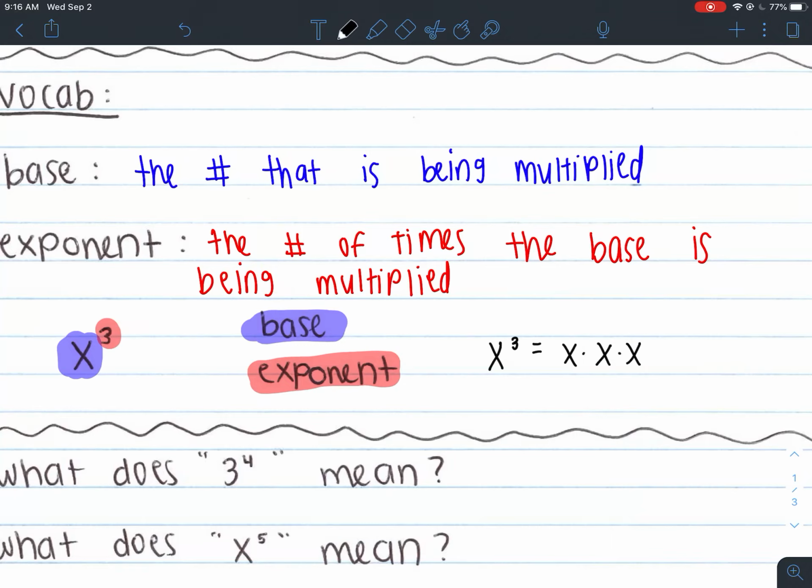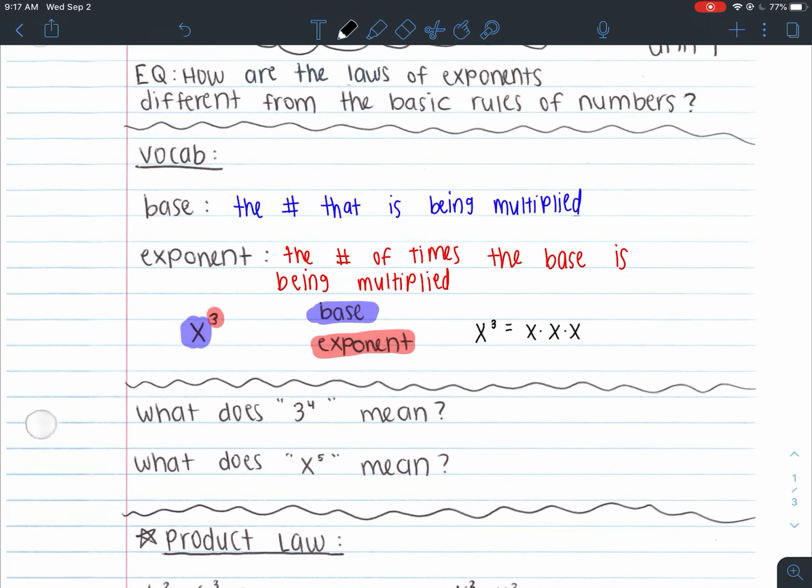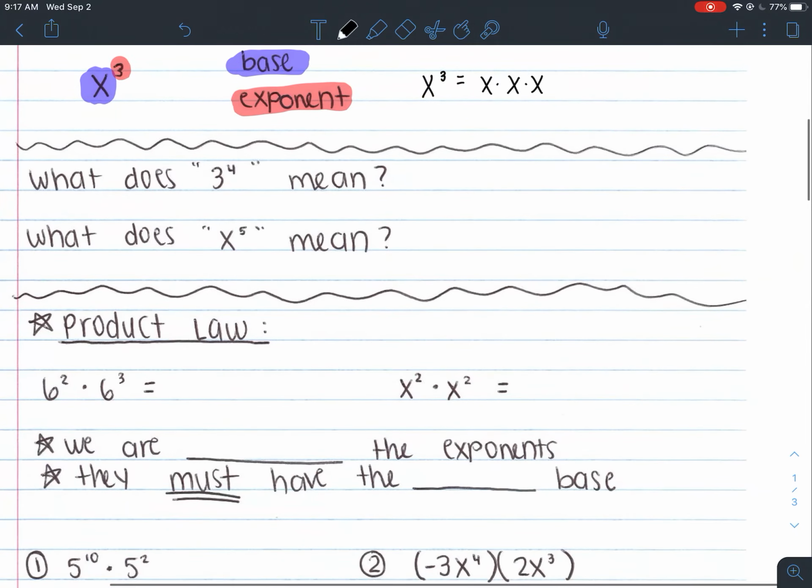So the base, which is x in this case, is the number that's being multiplied over and over again. And the exponent, which is 3, tells you how many times it's being multiplied. Okay, so what does 3 to the 4th mean? Well, 3 to the 4th means I have 3 times itself 4 times. So 3 times 3 times 3 times 3. What does x to the 5th mean? Very similar concept. You're taking x and multiplying it by itself 5 different times.